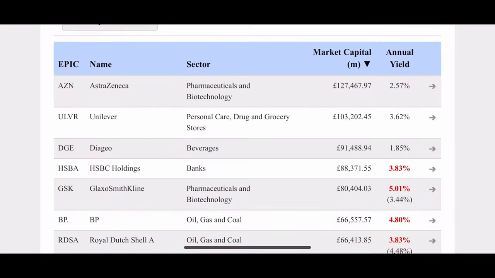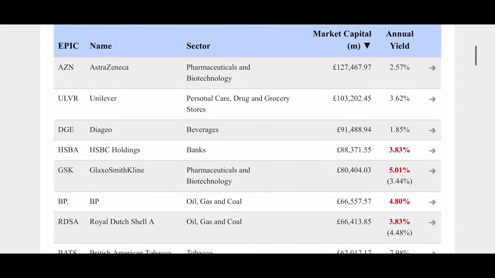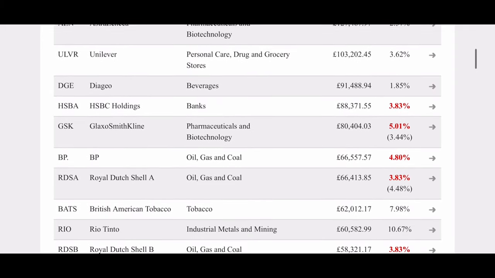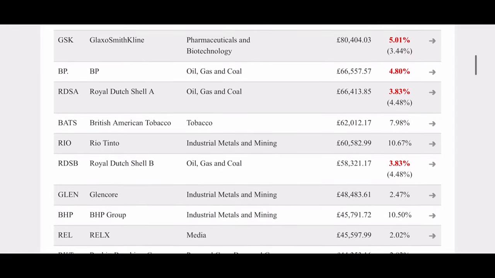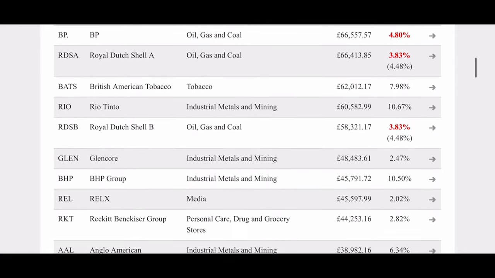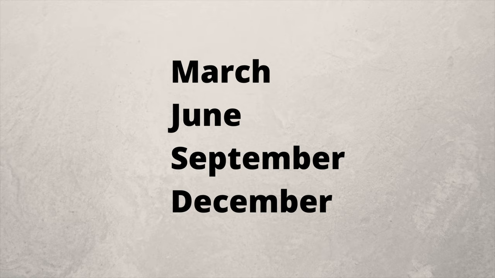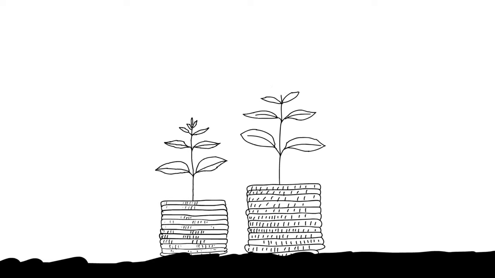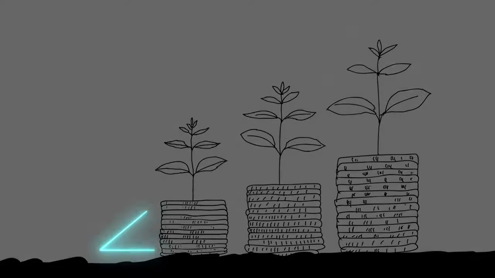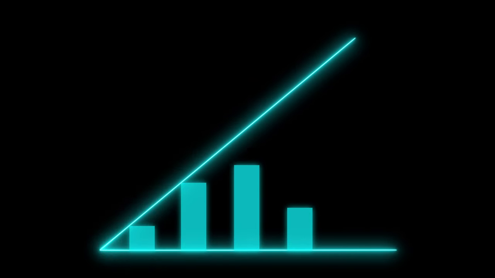The FTSE 100 is an index of the 100 largest companies by capitalization listed on the London Stock Exchange. The index is reshuffled on a quarterly basis in March, June, September, and December. Being a member of this exclusive index is a very positive thing for the company and usually brings with it a further increase in the price of the shares.